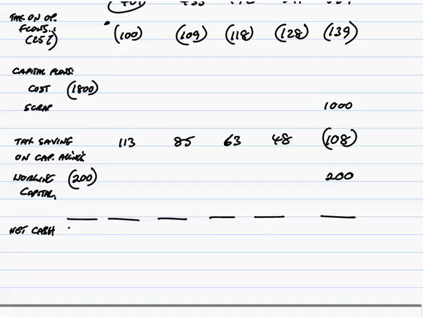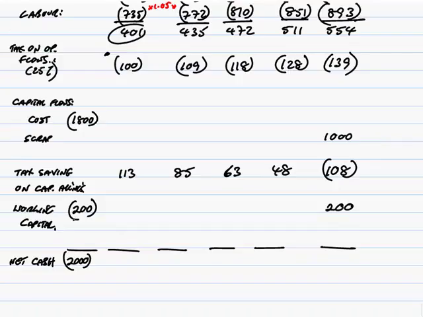You better check my arithmetic here, but I think a net outflow of 2,000 at time 0. At time 1, a net 414. Time 2, 411. Time 3, 417. Time 4, 431. And finally, at time 5, a net cash inflow of 1507.